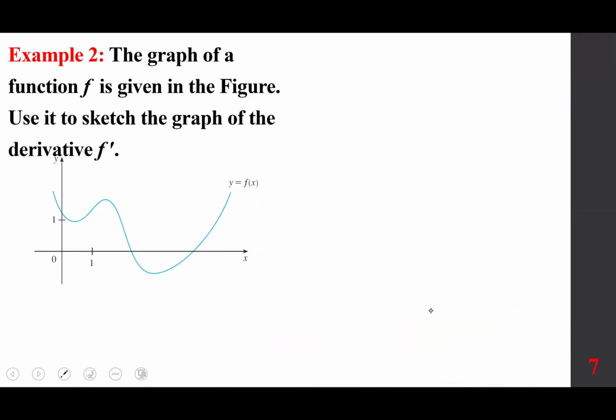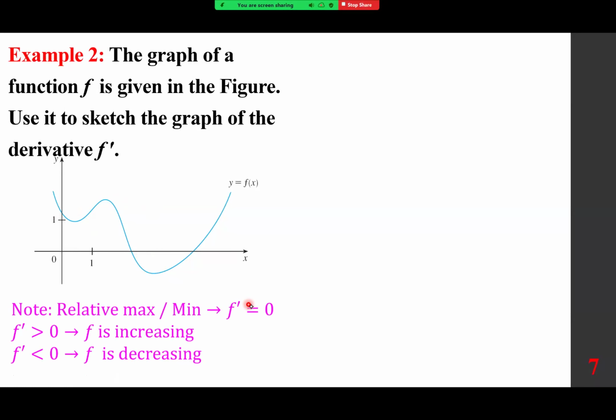For now, let's switch gears, and here's example 2. The graph of a function f is given in the figure. Use it to sketch the graph of the derivative f prime. And to do so, I want to remind you of what happens in peaks and valleys, the local extrema, max and min. If you were to draw a tangent line, it would be a horizontal tangent line, which means the slope is 0, so f prime is 0.